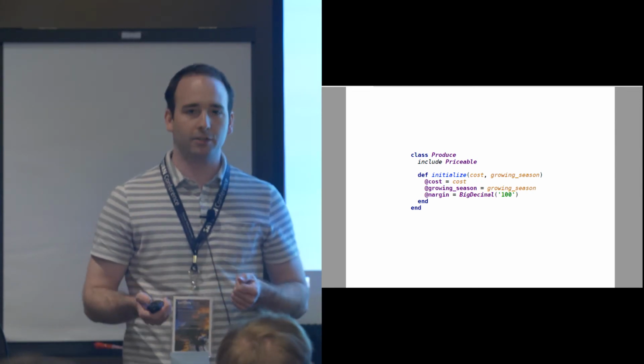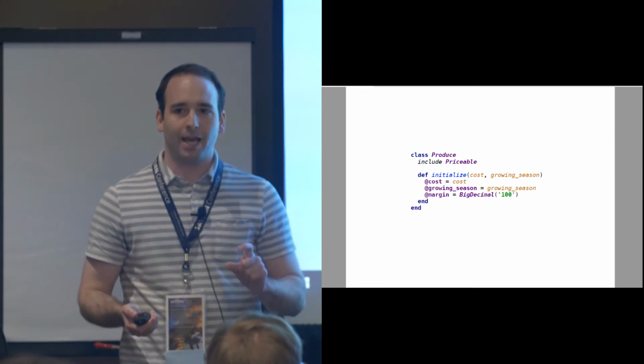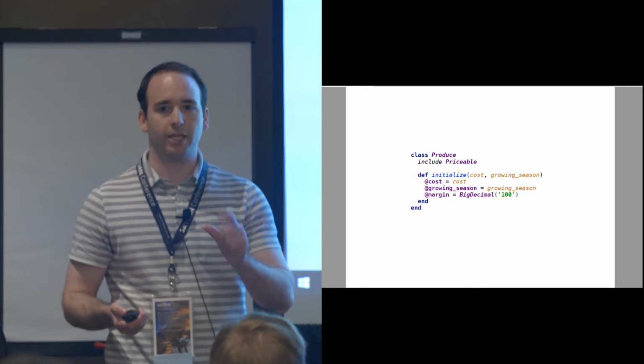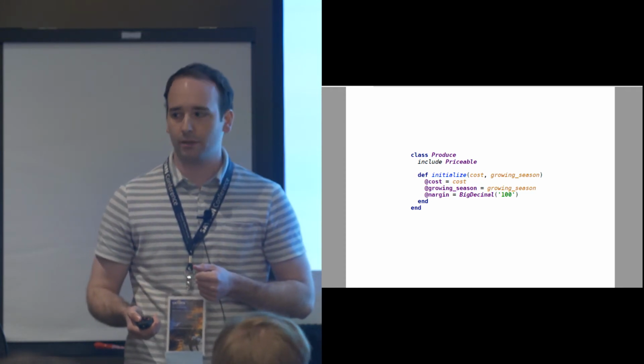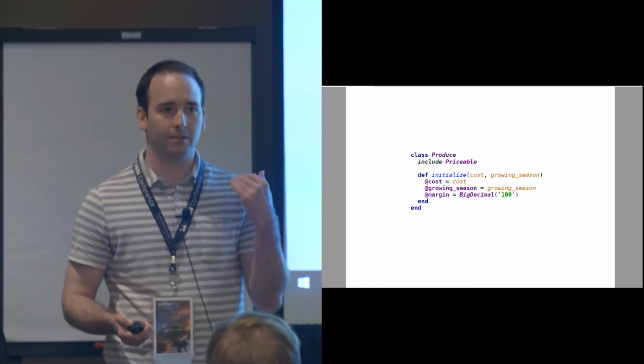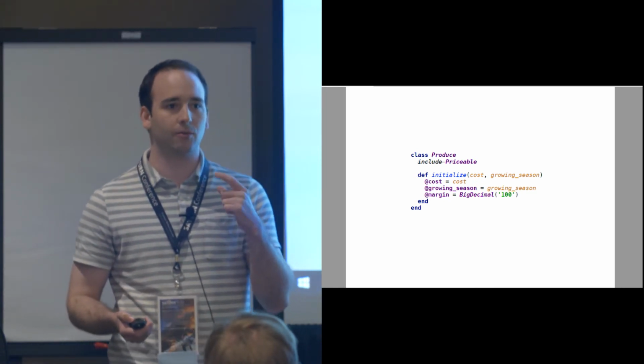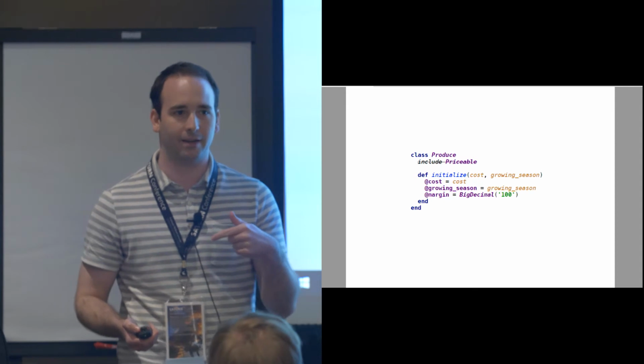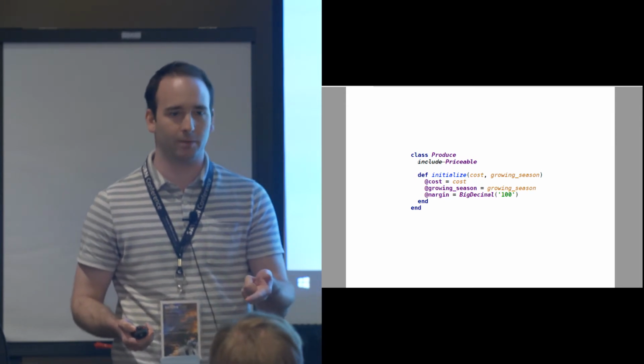So what we're going to do is we're going to get rid of priceable, and we're going to do it by reintroducing code duplication. What we're going to do is we're going to remove the include statement that uses our mix-in. We're just going to delete that, and we're going to do what the runtime does and paste in the contents of priceable.